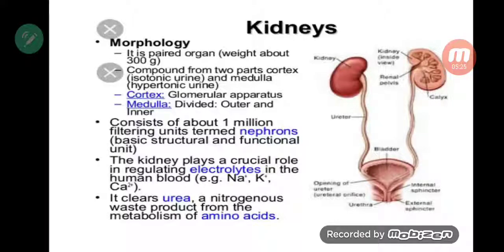The kidney plays a critical role in regulating electrolytes such as sodium, potassium, and calcium, and it clears urea and nitrogen waste, a waste product from the metabolism of amino acids.